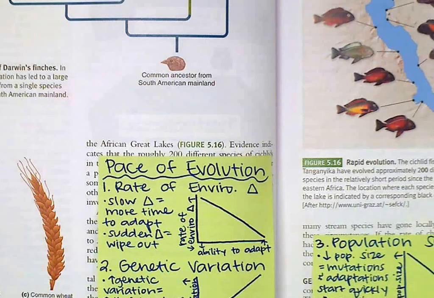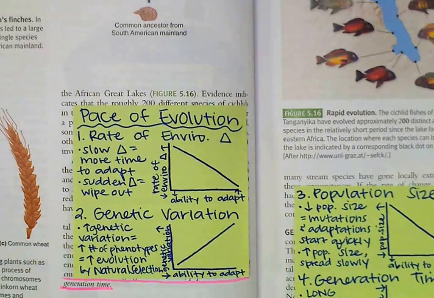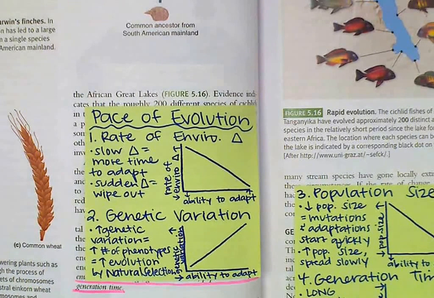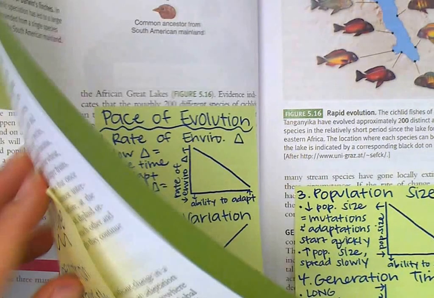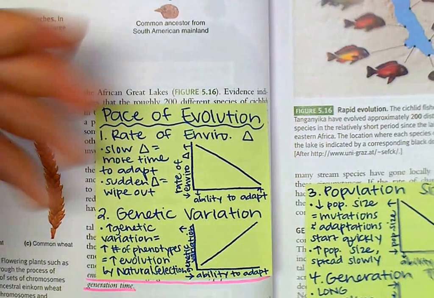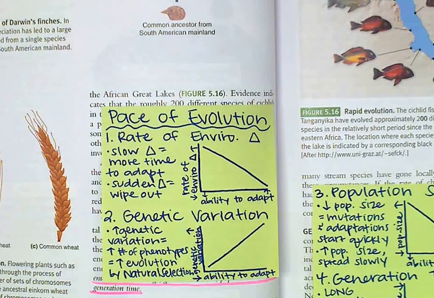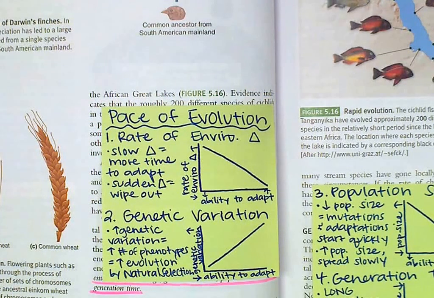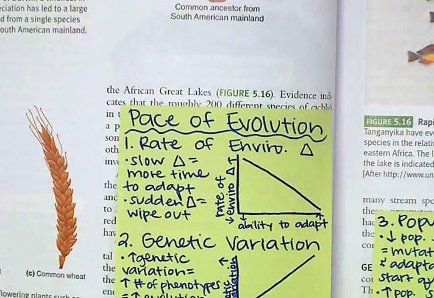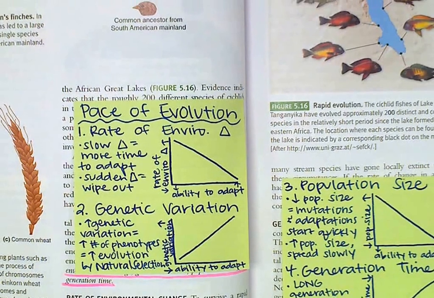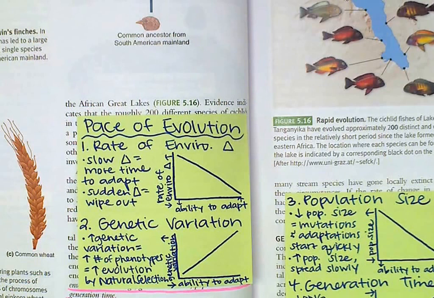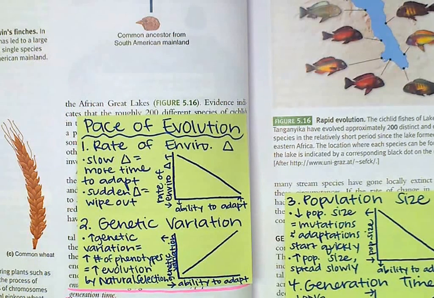Alright, now let's talk about the pace of evolution. What is going to be influencing how fast things evolve? I think we have 4 things that affect the pace of evolution. The first thing is the rate of environmental change. If the environment is changing slowly, they're going to have more time to adapt. The organisms that live in that environment are going to have more time to adapt. However, if there's a sudden change, most likely there's going to be a huge wipeout or die-off of organisms that live in that environment because evolution is an extremely slow process.